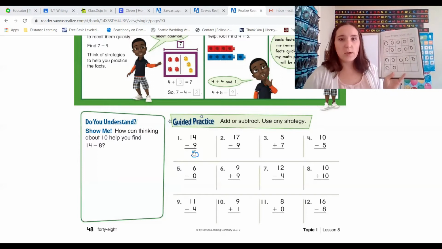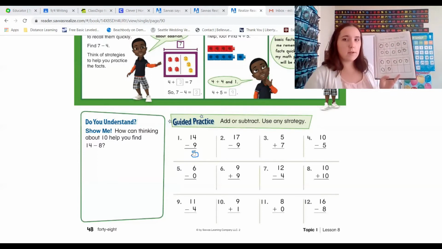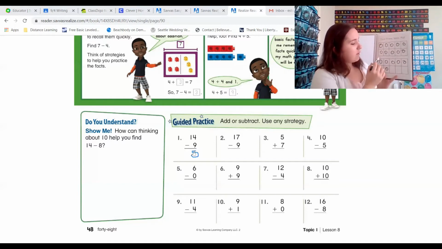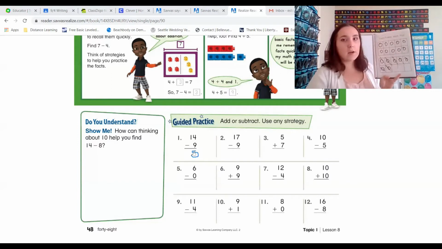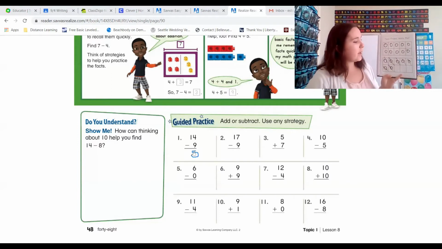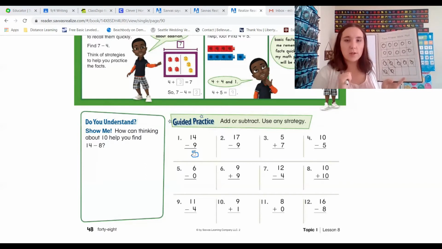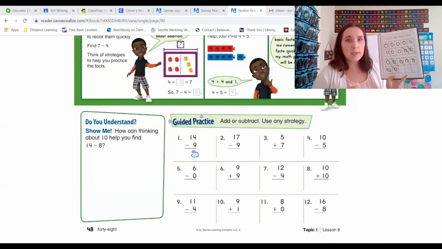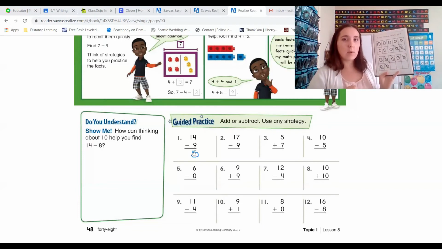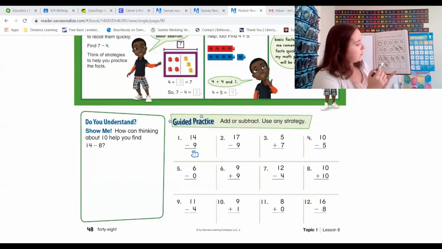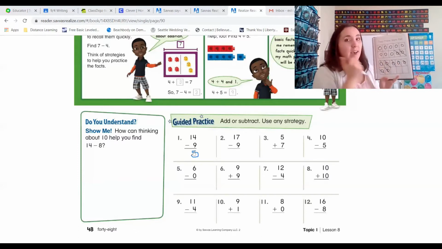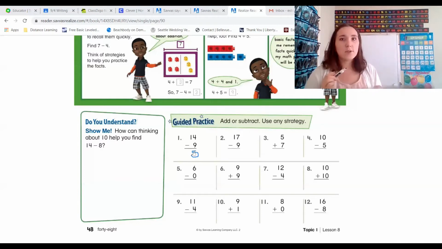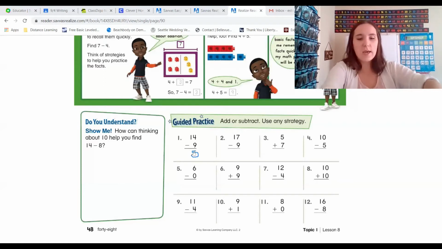Now I know that I need to take away 9, but first I'm going to clear out this bottom 10 frame. So if I clear it out, I'm going to get rid of 1, 2, 3, 4, 5, 6, 7. So if I cross these off, I've taken away 7. Now I know that 7 plus 2 more equals 9. So I need to take away 2 more. 1, 2. Okay, now I'm going to double check myself and make sure I erased enough counters. I want to make sure I erased 9 counters. 1, 2, 3, 4, 5, 6, 7, 8, 9. I did, so let me see how many I have left. 5, 6, 7, 8. So my answer is 8. 17 minus 9 equals 8.